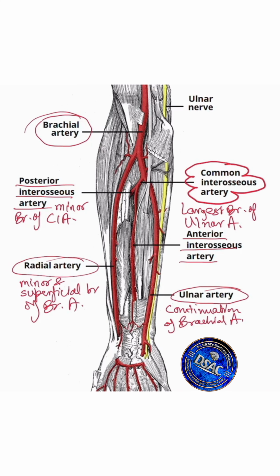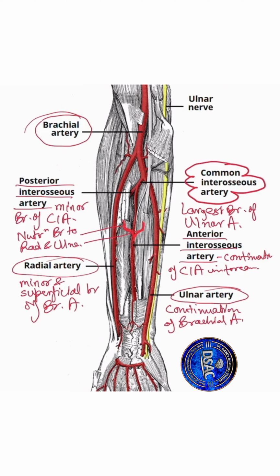Now talking about the anterior interosseous artery. The anterior interosseous artery is the major continuation, or you can simply write it as the continuation, of the common interosseous artery in the forearm. The reasons are that the anterior interosseous artery is of wider caliber. For one thing, the bulk of the muscles in the front of the forearm is much more compared to the bulk of muscles in the back of the forearm. So there is more requirement of perfusion here in the front of the forearm. Another thing is it also provides nutrient branches to the radius and ulna. So you've seen that there are two reasons.